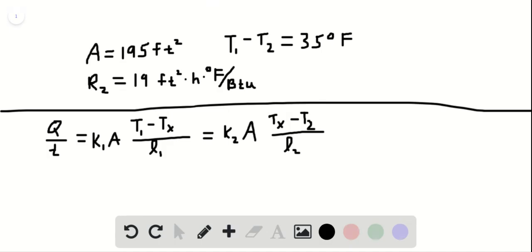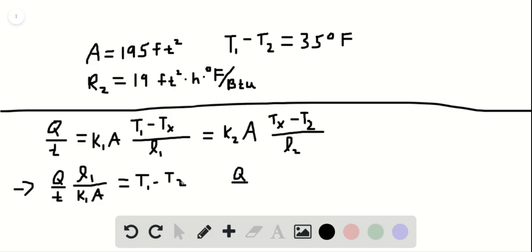Okay, so this then means that, we'll write it here, that Q over T multiplied by L1 divided by K1 times A is equal to T1 minus Tx, or you can also write Q over T times L2 divided by K2 times the area is equal to Tx minus T2.